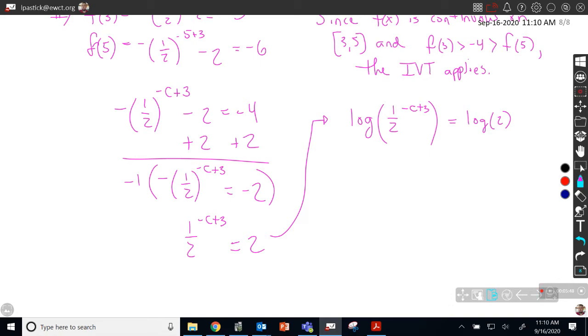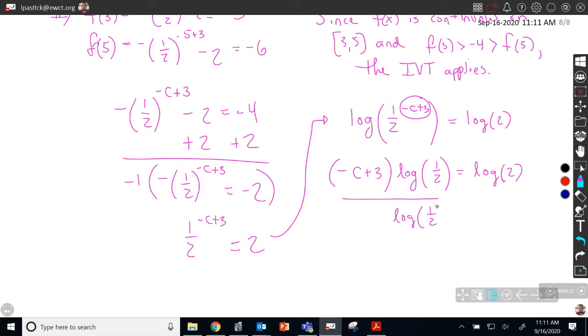And we know that the power rule of logarithms allows us to bring this exponent down as a coefficient. So now I've got negative c plus 3 times the logarithm of 1/2 equals still the log of 2. And I should probably put this in parentheses. I'm trying to now isolate c, so I need to divide by the log of 1/2. So now I've got division here by the log of 1/2.